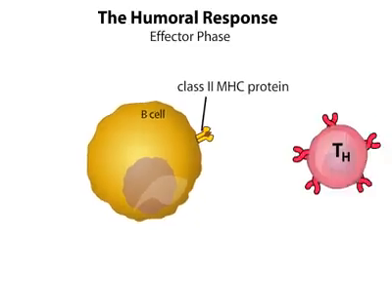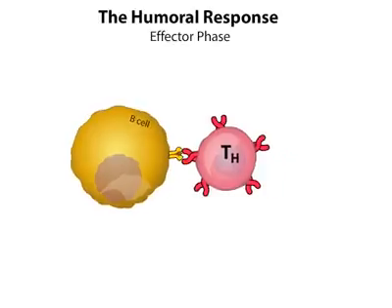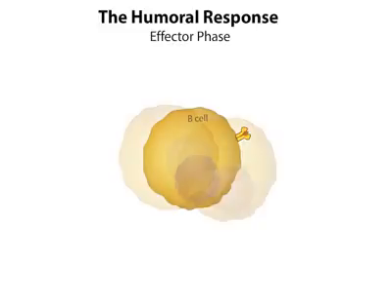A helper T cell from the clone of cells in the activation phase can now bind to the antigen displayed by the B cell. The T cell receptor specifically recognizes the antigen on the class II MHC protein. Upon binding, the helper T cell releases cytokines that stimulate the B cell to divide and create a clone of identical cells.